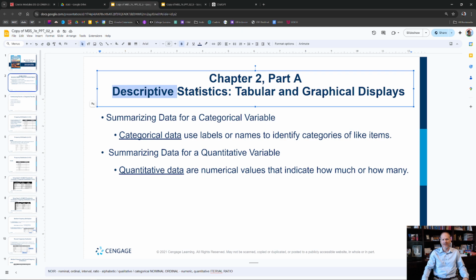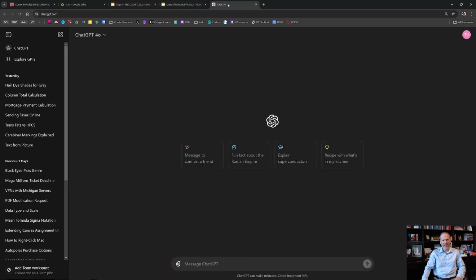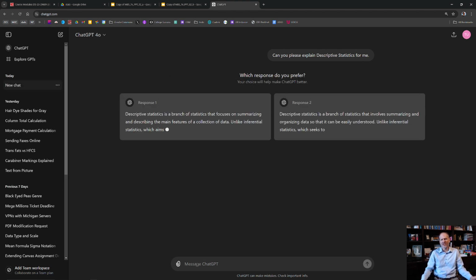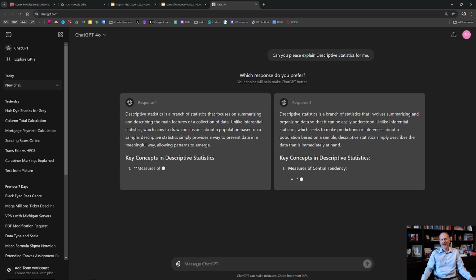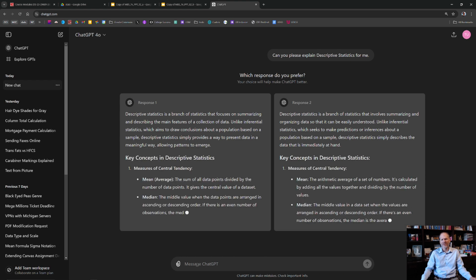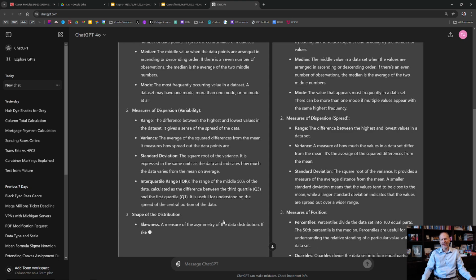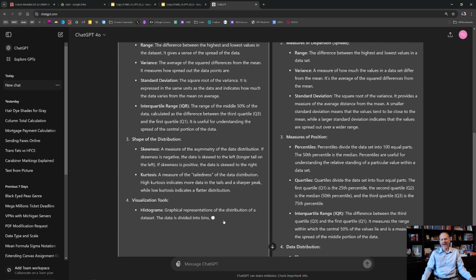That's my definition of descriptive statistics, but here we're going to go to ChatGPT, and we'll say, can you please explain descriptive statistics for me? And we have two responses. Sometimes ChatGPT will give you two responses, and that's how ChatGPT improves. It's asking you which you think is the better response, and based upon that, it's learning how to deliver better answers.